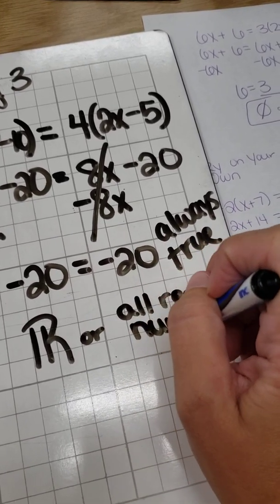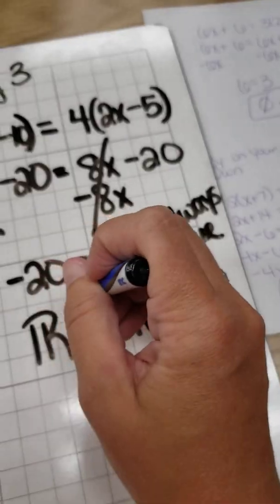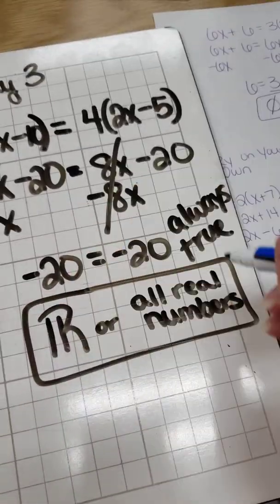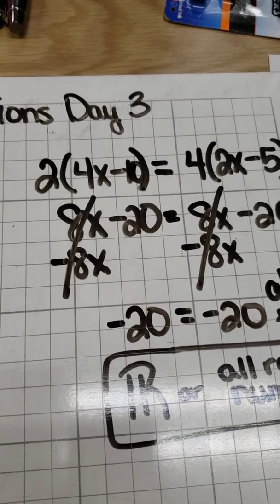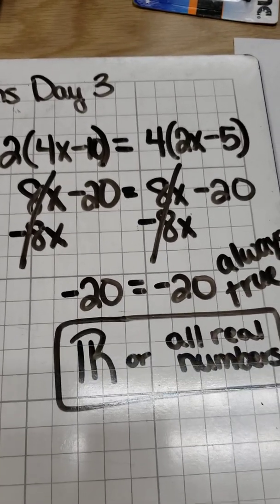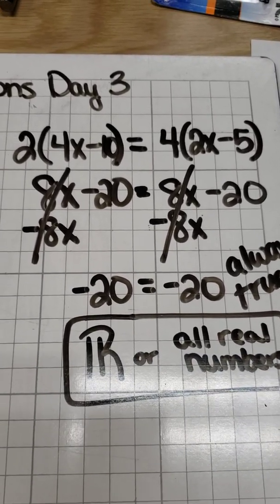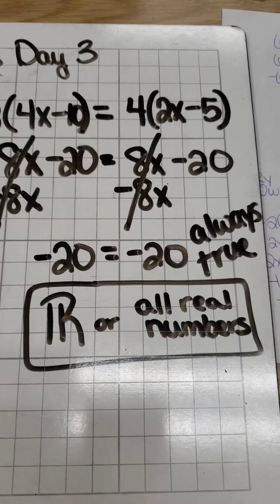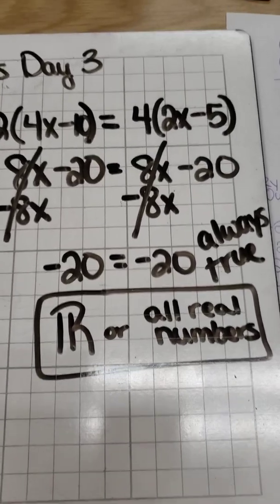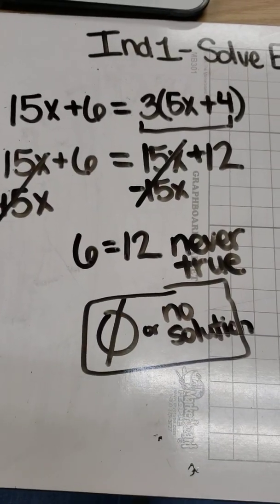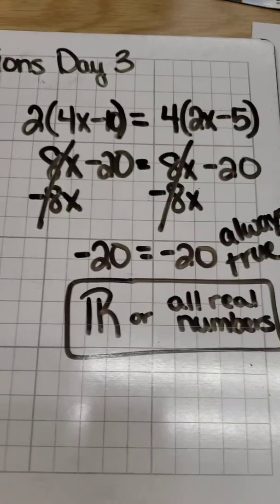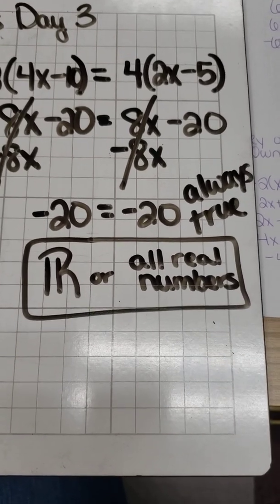And the reason why, it doesn't matter what value. If you wanted to plug in a value to check your answer, up here, you could pick any value for x to plug in, and the sides would be equal to each other. And so that's all we are covering today. So if you have things that are never true, the answer is no solution. If it is always true, it's all real numbers.